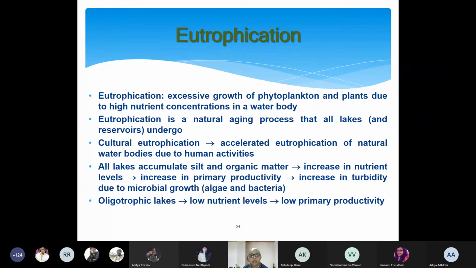Now we come to why it is that these microorganisms are growing at the surface of these water bodies. So the main reason is high nutrient concentration. And because of this excessive growth, there are three words that we use: oligotrophic, mesotrophic, and eutrophic. So eutrophication is something that happens naturally. It is a natural aging process, and all lakes and reservoirs undergo this process. So you get this excessive growth of phytoplankton and plants because of high nutrient concentrations.